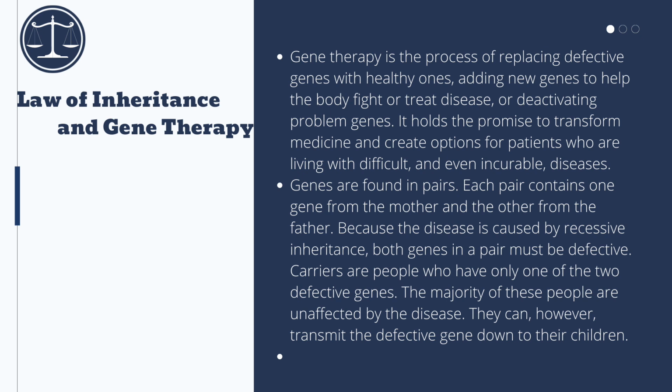Only if we inherit two copies of the same recessive gene from our parents will we get a disease. If the gene, on the other hand, is dominant, it can cause disease even if its counterpart is normal. Only the children of a parent with the condition are likely to be affected, and even then, only half of the children are likely to be affected.